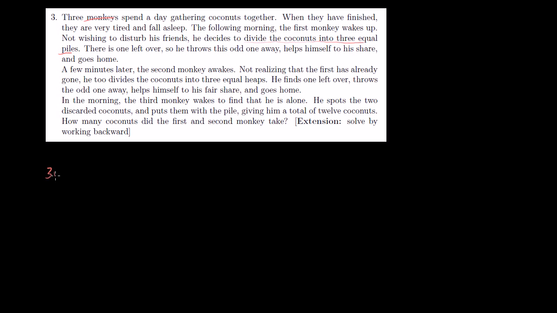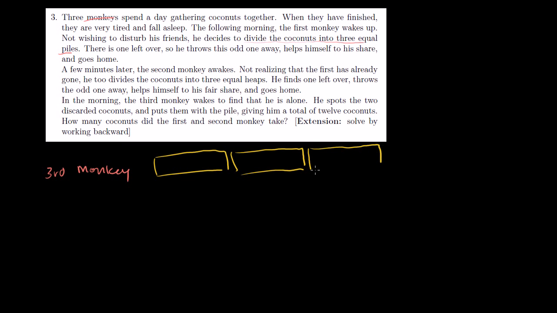So this is the third monkey. He divides what he sees into 3 piles. We don't know how many are in each pile. Pile 1, pile 2, pile 3. And then he had one coconut left over that he chucks. That's a coconut right there. That's what that first monkey did.